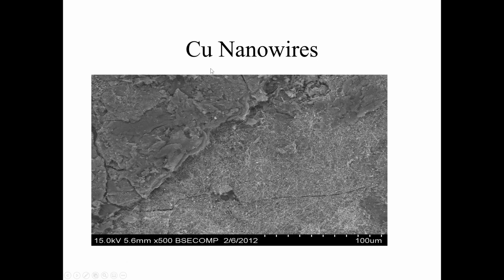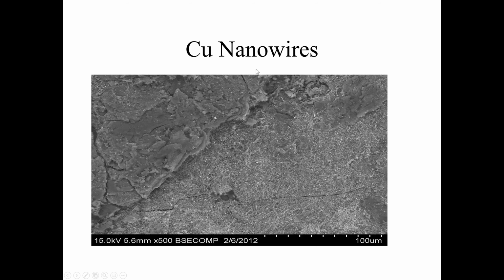These are some copper nanowires. Even at 500 times, I can see the nanowires in the image. It's backscatter. Basically, it's a copper oxide crystal with some nanowires that have grown. I'm not going to discuss the process. You can look it up in one of our publications.